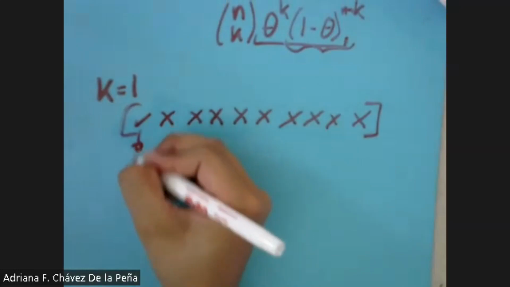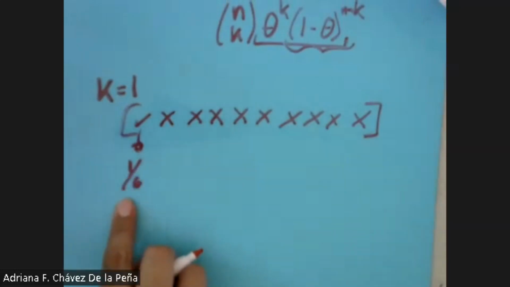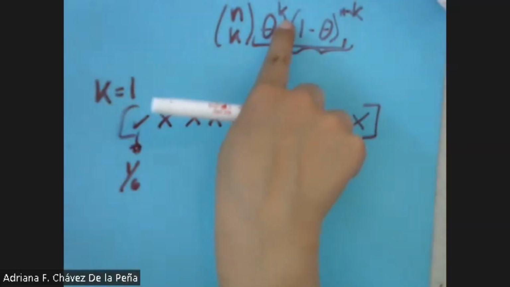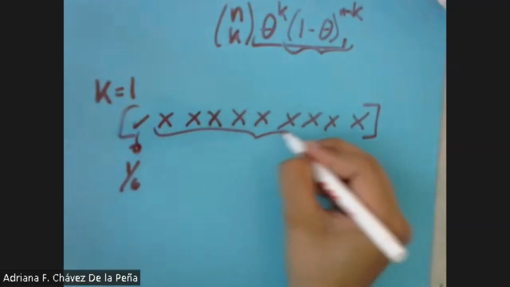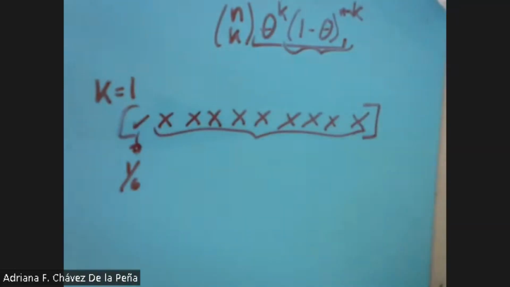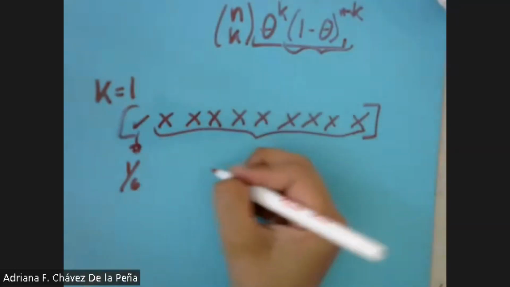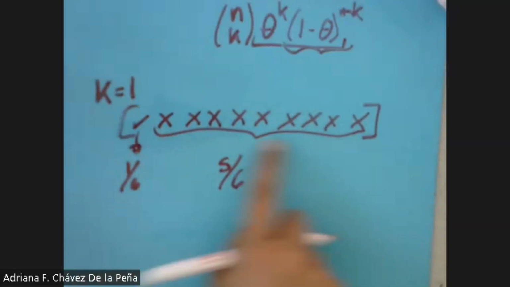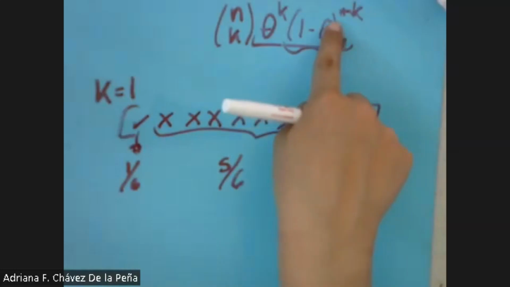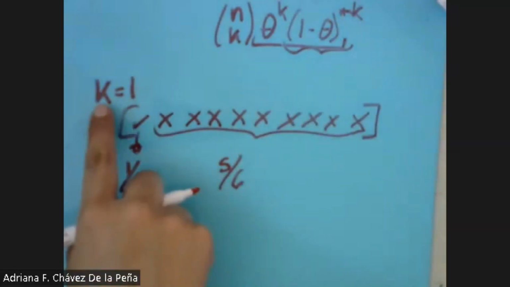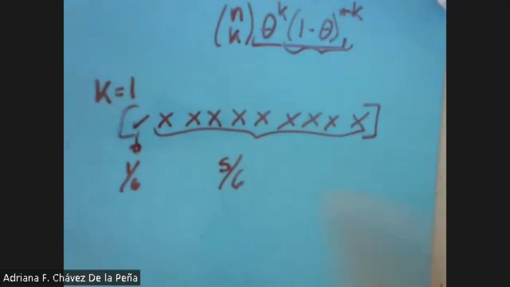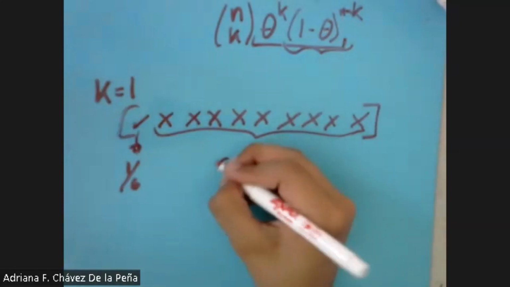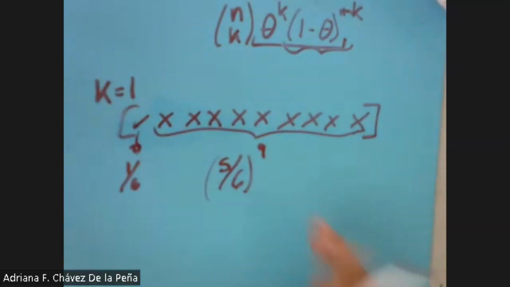So we have here just 1 over 6, and 1 over 6 to the 1 is going to stay the same. And then for the remaining failures, this is equivalent to multiplying 5 over 6 by itself 9 times, because that is the number of failures that I have. That is also n minus k. K is 1, n is 10, 10 minus 1 is 9. So this is just 5 over 6 raised to the power of 9.